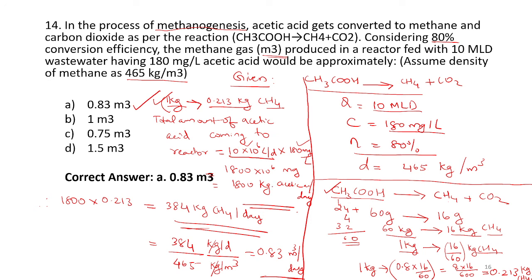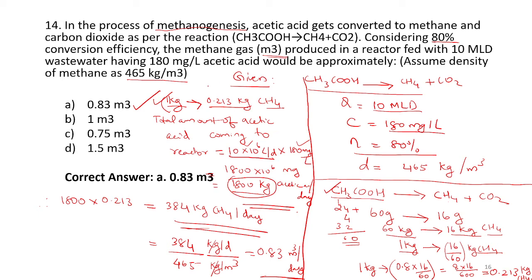By multiplying these two, we will get this. We will get 1,800 kilogram of acetic acid in the anaerobic treatment process per day. Is it clear? Yes, madam. So now we know that the amount of acetic acid is 1,800 kilogram.